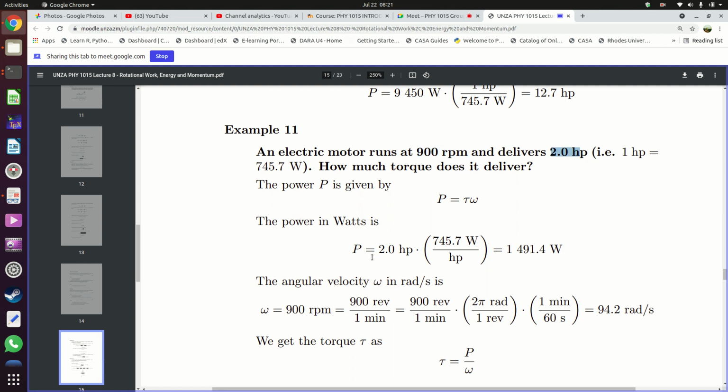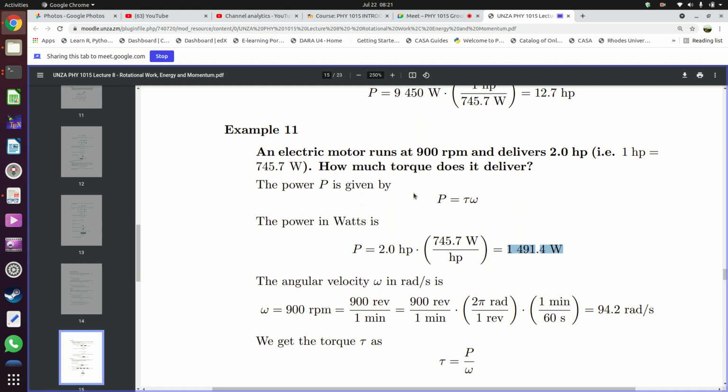So in this case, our power, 2 horsepower, is equal to 2 HP multiplied by 745.7 watts divided by 1 HP. The HP and this HP here will cancel out. So we end up having our power in watts as 1491.4 watts. So this is our power in watts.